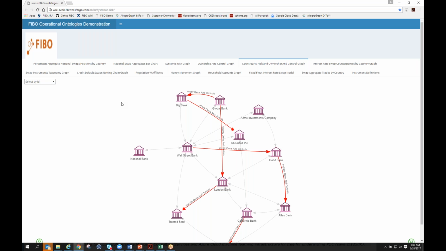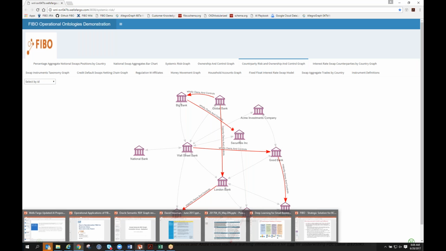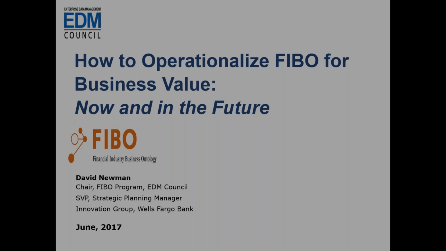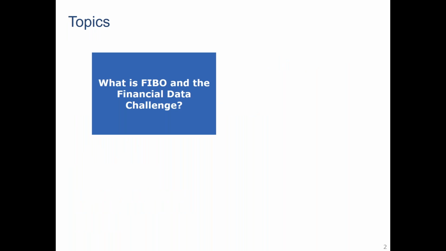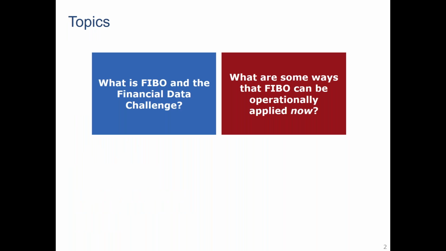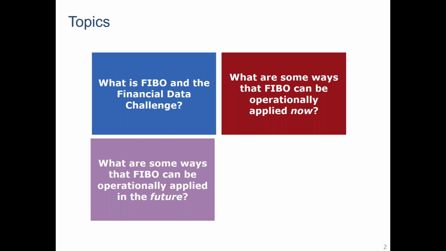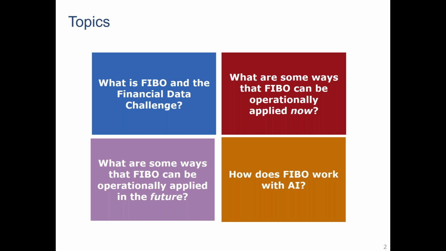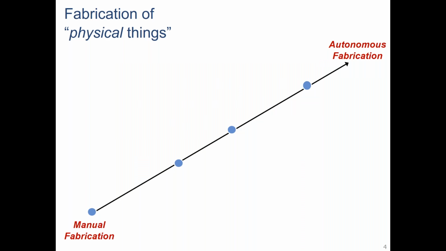Given the time that we have, I have other examples, but I'd like to get to the actual presentation, and we can take questions a little later if there is time. So what I'm going to cover is the data challenges we face in the financial system, how FIBO can be operationally applied today, how it could be applied in the future, and also how FIBO works with artificial intelligence, and how it positions us for innovation in the future.